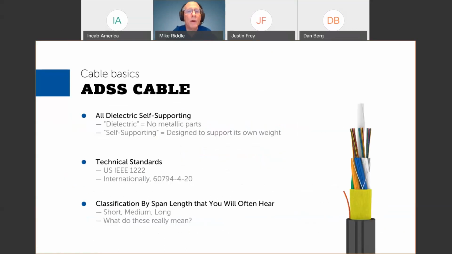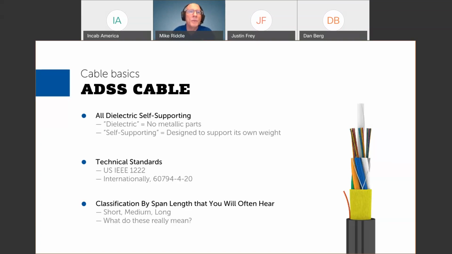So ADSS cable, I want to begin by reviewing a couple of the obvious things there too. ADSS stands for all dielectric self-supporting, and the dielectric means no metal parts. And it's one of my pet peeves in life that people will often refer to any kind of a cable with a plastic jacket as an ADSS cable, and that's not true. An armored cable, for example, that goes underground and has corrugated steel in it is not really dielectric anymore. It's an armored underground cable.